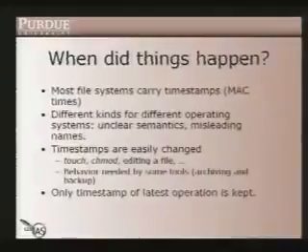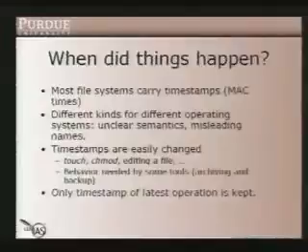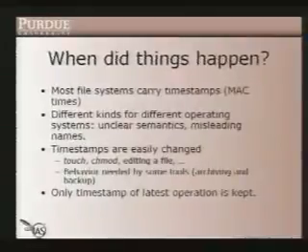But if you do things like change permissions on the file, then that change time is updated also. Plus, timestamps are very easily changed. There are userland tools you can use. There's a touch command which changes the access time, the modification time, and the change time, the C part. You can edit a file to change the modification time and so forth. And in addition to that, only the timestamp for the latest operation is kept. So everything that was before that is gone.